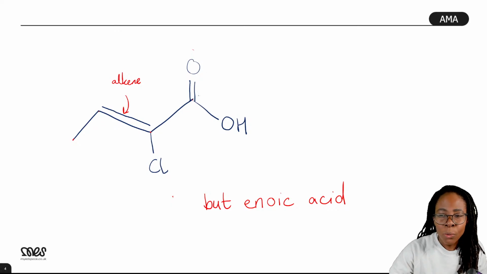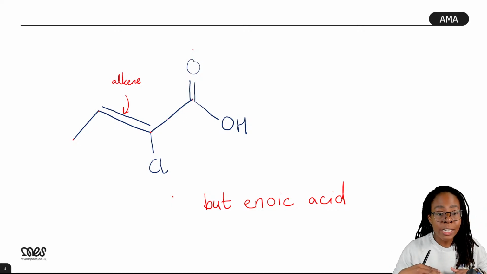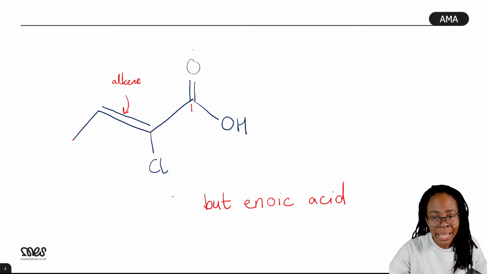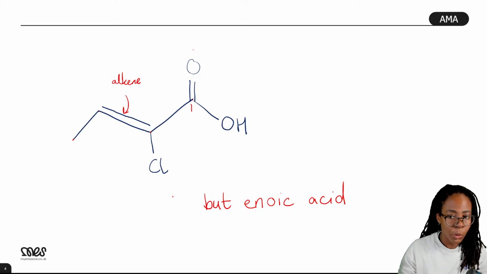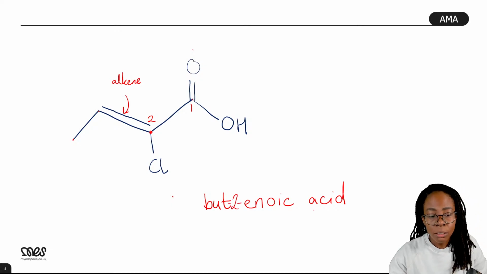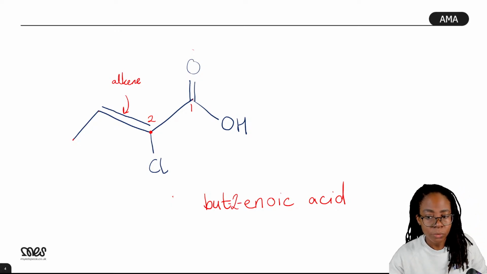Okay. Now, carboxylic acids have got the highest priority out of any group, right? They're so important. So carboxylic acids are always number 1, which means that we don't need to number carboxylic acids. That's number 1 already, okay? Which means that this carbon must be number 2. And because our carbon-carbon double bond starts at carbon number 2, we would call this but-2-enoic acid to start with. Okay.